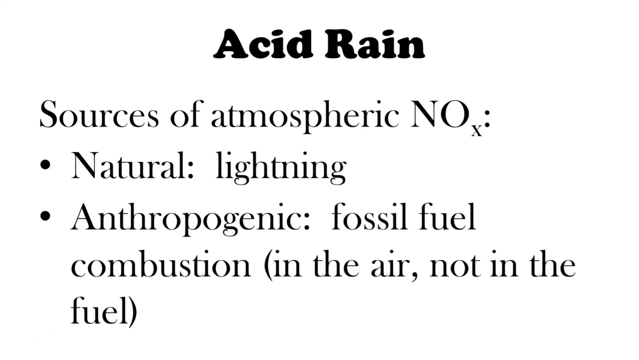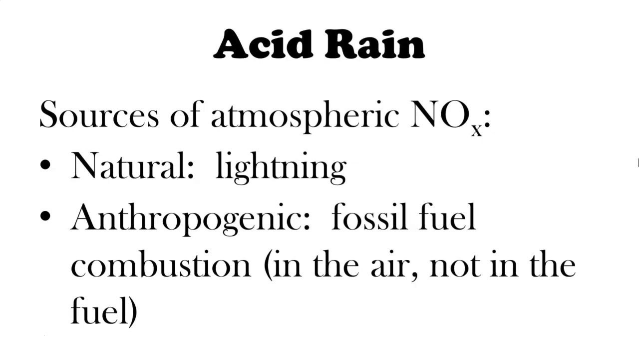Natural sources of nitrogen oxides include the formation of NOx via lightning strikes in the atmosphere. It doesn't produce a significant amount of nitrogen oxides. Again, when we run into problems is when we have NOx being formed from anthropogenic activities, for example, the combustion of fossil fuels.